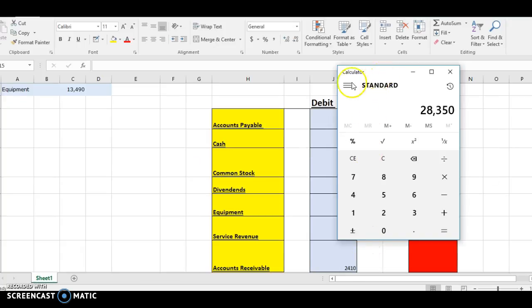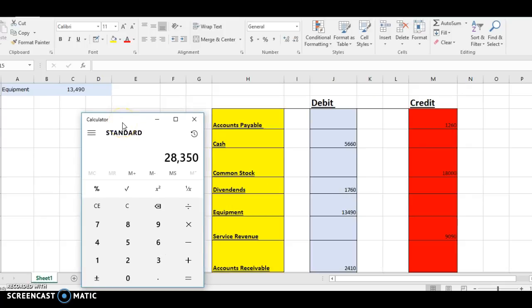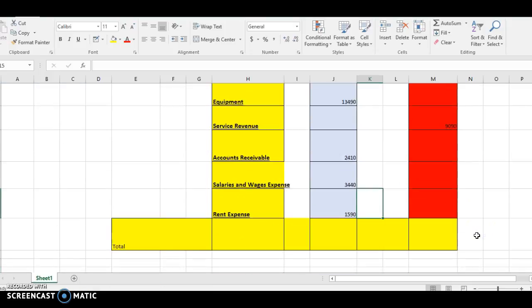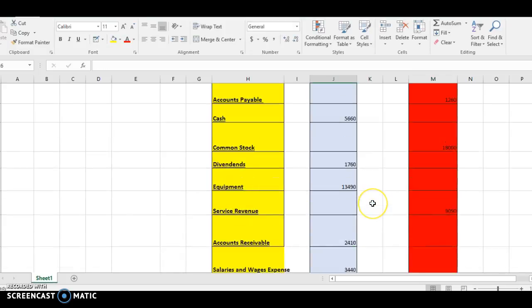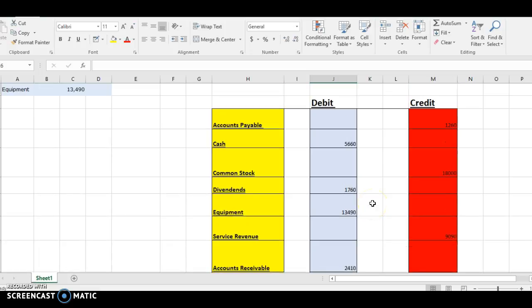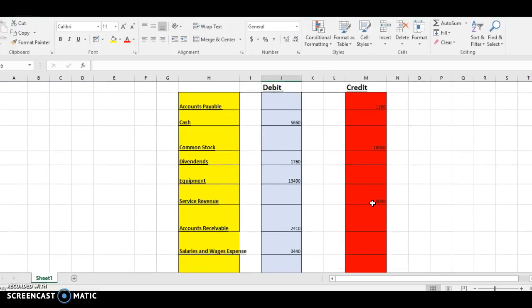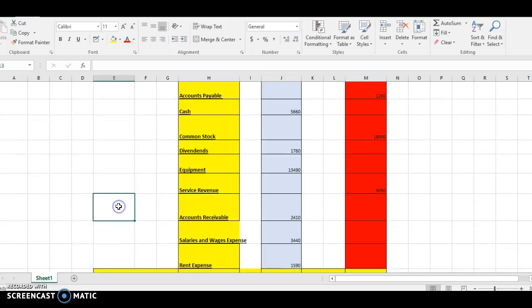So move this calculator out of the way over here. Okay, so we have a credit of $1,260 plus $18,000 plus $9,090. What does that give us? $28,350. I'll put $28,350. Okay, I'll try to back this up a little bit, make it easier to see.